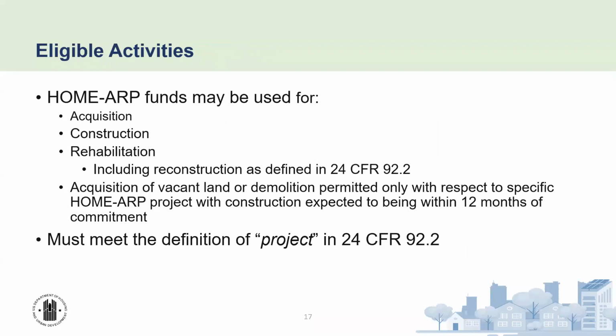So the use of HOME-ARP funds for rental housing is similar to HOME in that HOME-ARP funds can be used to acquire, construct, or rehab affordable rental housing. If a PJ plans to use HOME-ARP funds for acquisition of vacant land or demolition, it must do so only with respect to a specific HOME-ARP project for which it anticipates beginning construction within the coming year. With a HOME-ARP project defined as a site or sites, along with any buildings located on the site that are under common ownership, management, and financing, which is similar to the HOME definition in 92.2.